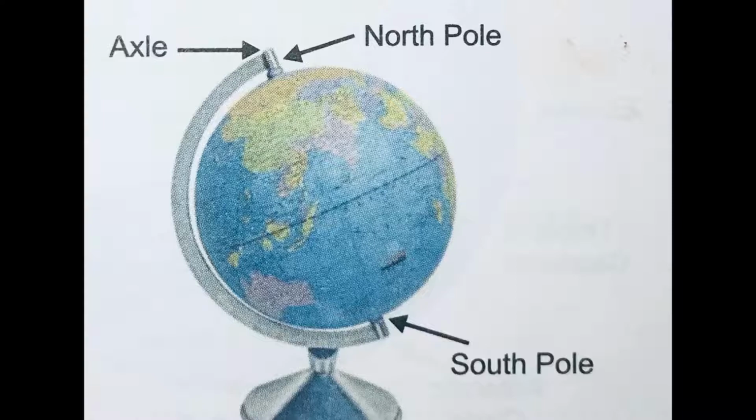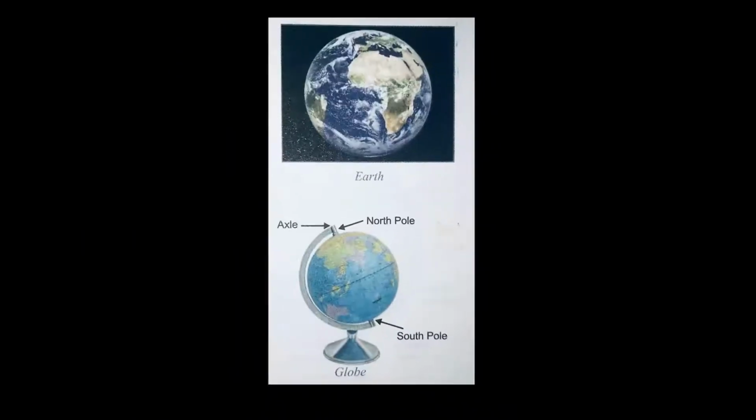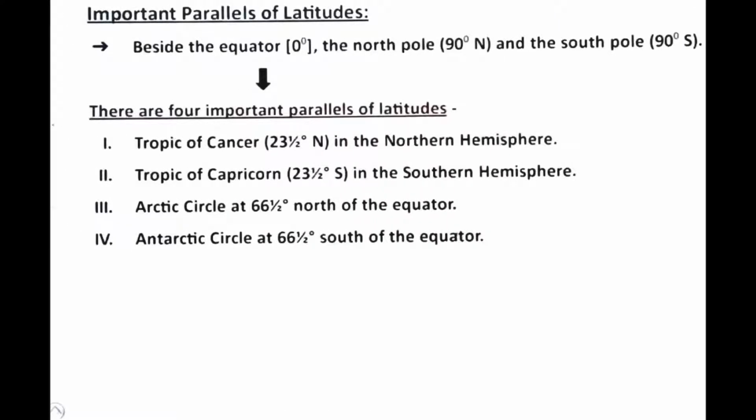This imaginary line is called the axis. And I told you already the upper portion is called the North Pole and the lower portion is called the South Pole. Now we are going to understand what is latitude and what is longitude.